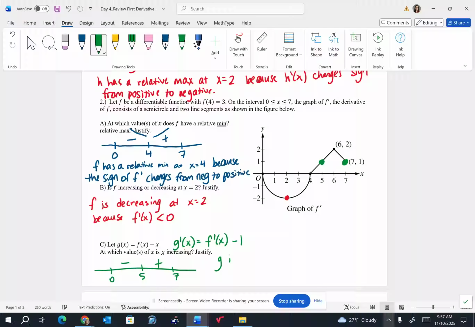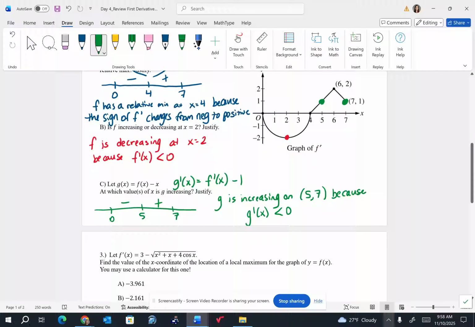So we can say g is increasing on the interval from 5 to 7, and then we need our quick justification. Because the derivative is positive there. So that was just a little extension on what we were doing in the first part, where we had to take the graph and shift it.